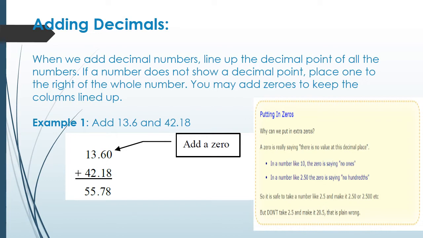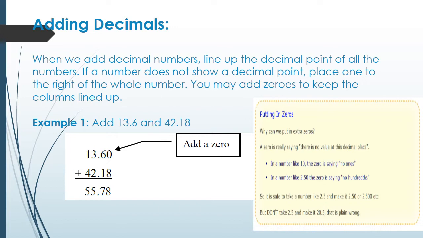Example 1: 13.6 and 42.18. First I write 13.6 down, then 42.18, the decimal point below the decimal point. Now I start adding from right to left. In the hundredths place up, we don't have any number, so you can add 0. So 0 plus 8 equals 8, 6 plus 1 equals 7, put the decimal point, 3 plus 2 equals 5, 1 plus 4 equals 5.